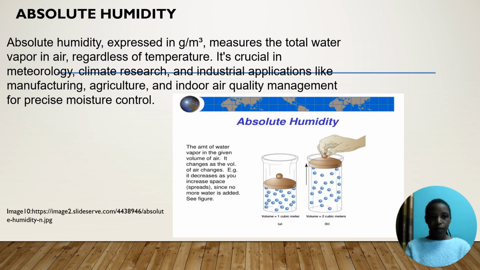The second type of humidity is absolute humidity. It is expressed in grams per cubic meter. It measures the total water vapor in air, regardless of temperature. It is used in meteorology, climate research, and industrial applications like manufacturing, agriculture, and indoor air quality management for precise moisture control.